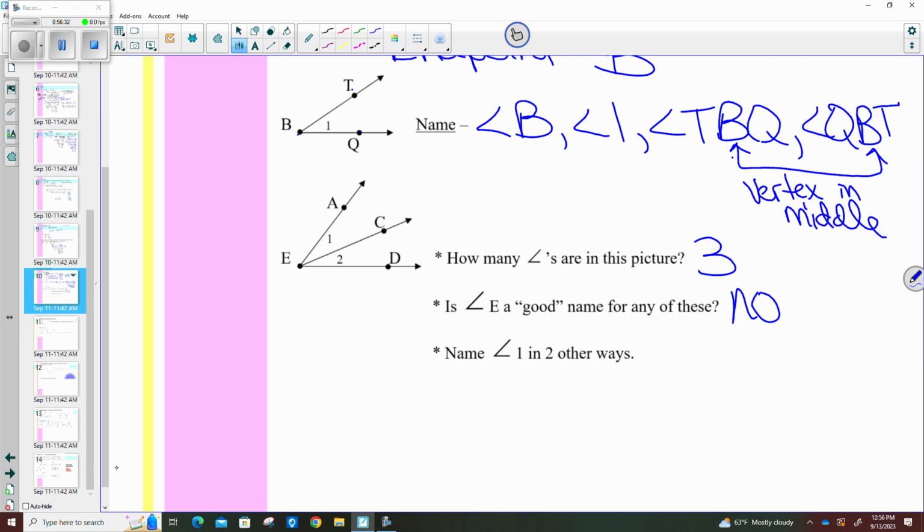So I have angle 1 there. I'm going to trace angle 1 just to make it clear. Give me 2 other names other than angle 1 that I could call that. Give me one. AEC. Somebody else give me a different one. EA would give me like a segment. It's got to be 3 letters. Say it one more time. Angle CEA. Good job. So it's got to be 3 letters. Vertex has got to be in the middle. Good? Okay.